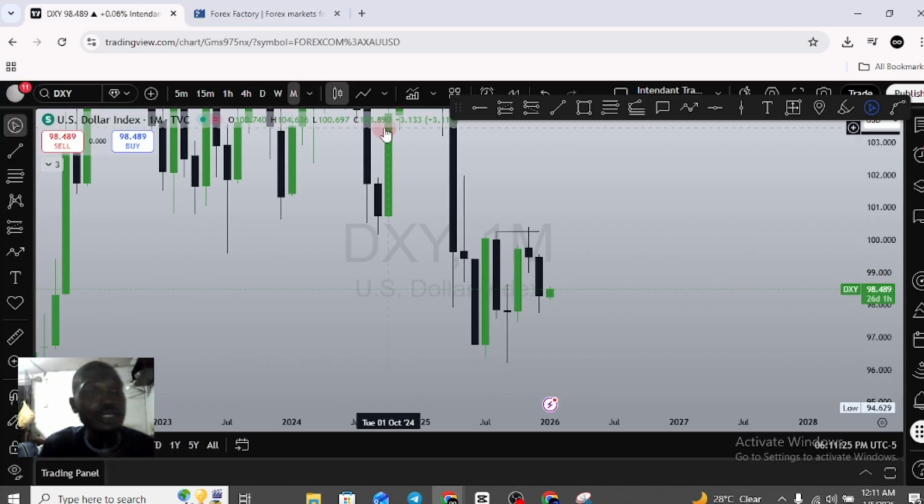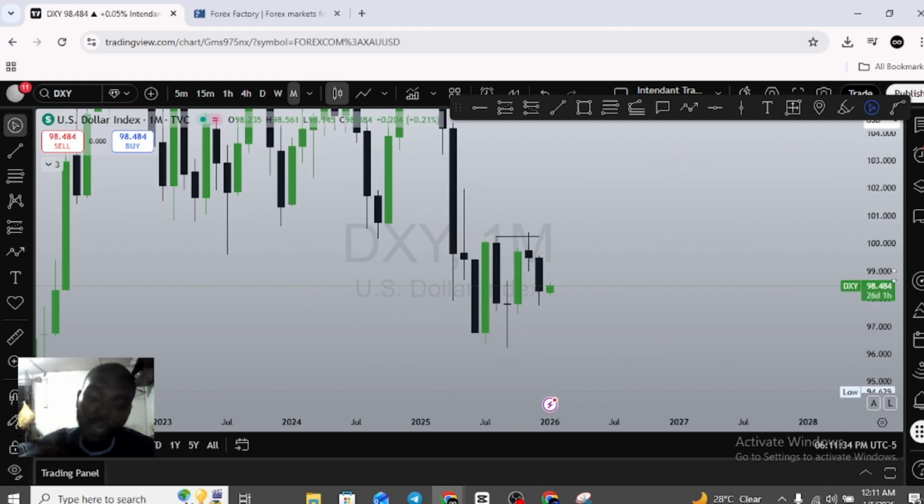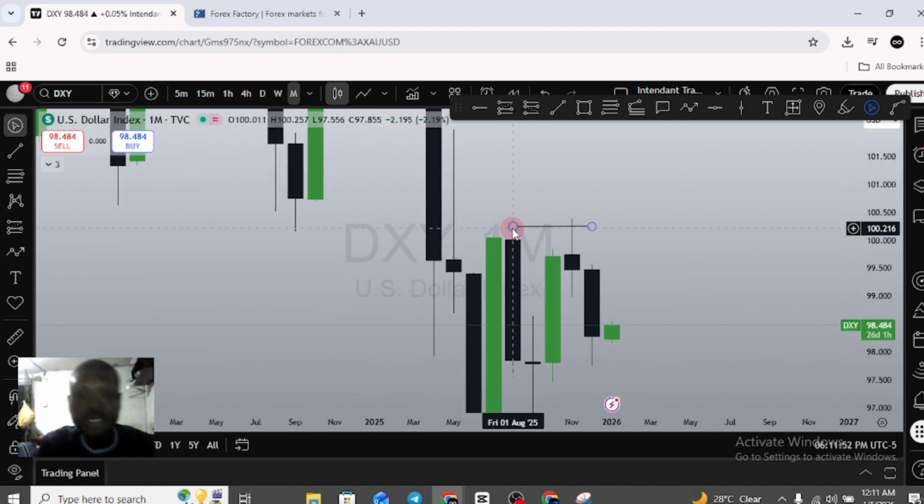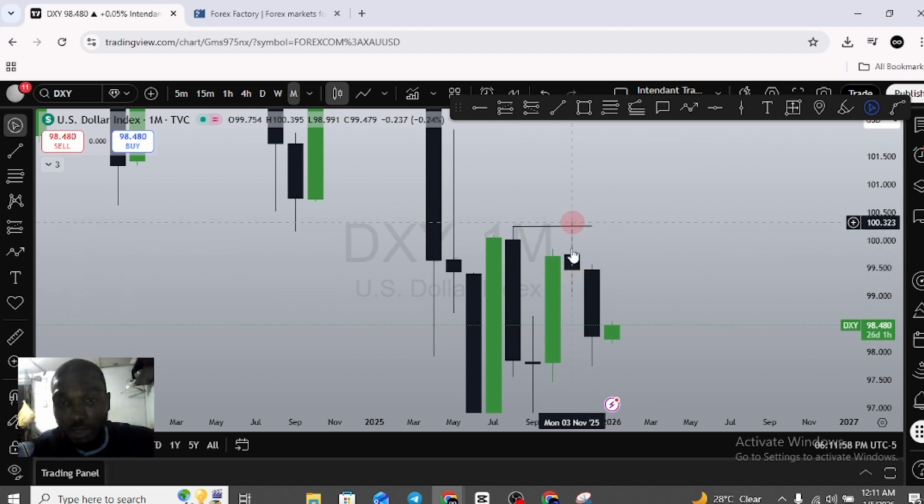Alright, so this is DXY, and right now we're on the monthly time frame. I believe if you check the monthly time frame, you can get to know the direction for the month I'm trading. So according to this, let me just zoom in a bit. I can see a high taken out. This August high was taken out, and I can see a reversal candle closing within this range.